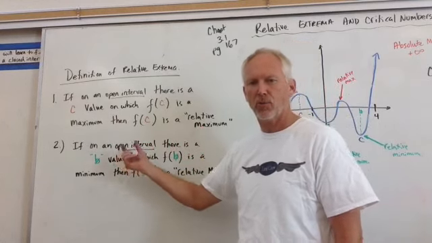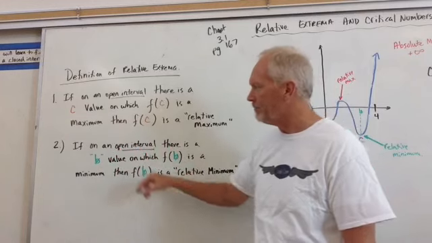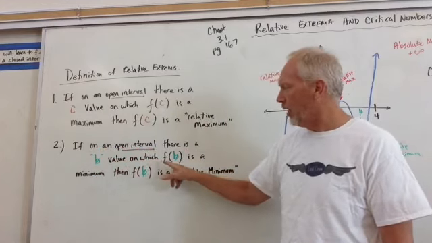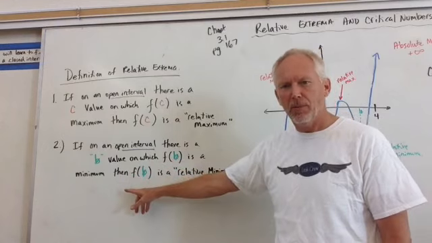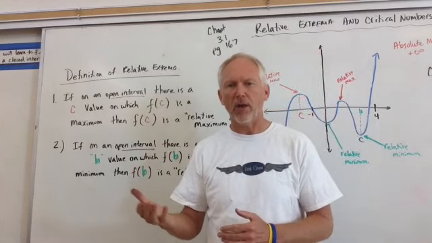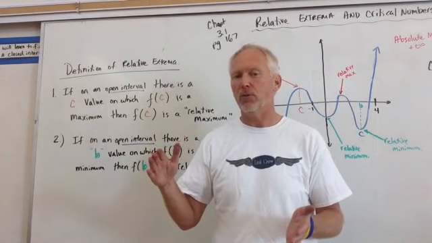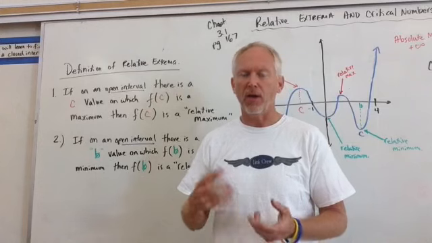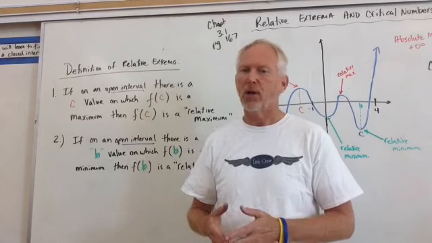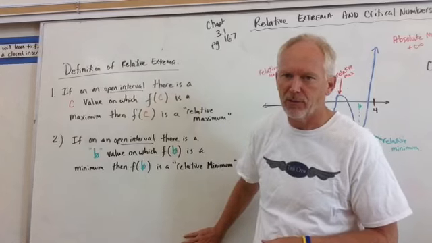Now, normally the definitions will keep a c value, but I changed it to b just so when we look at the graph, we'll notice the differences. But if on an open interval there is some b value, which f of b is a minimum, then f of b is a relative minimum. So we're talking about relative minimums, relative maximums, as well as we're also going to look at what's an absolute max or an absolute min. And then you might also hear some different words and terms used like local min and local max. Local minimums and local maximums are essentially the same as your relative mins and maxes.